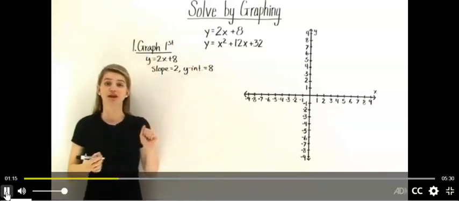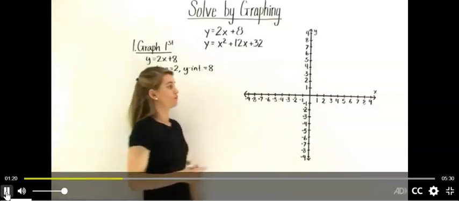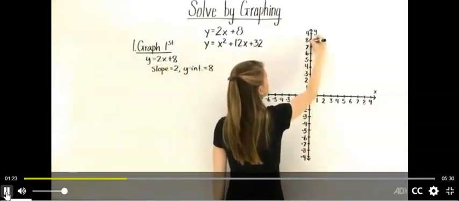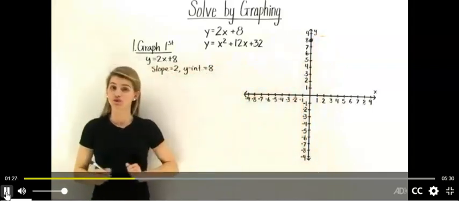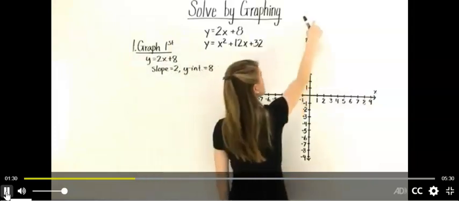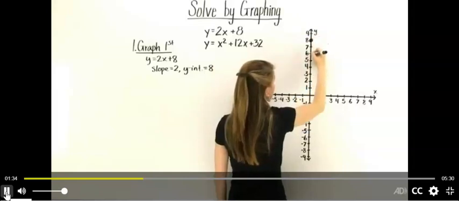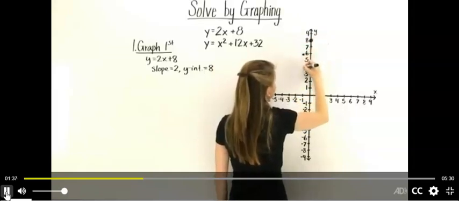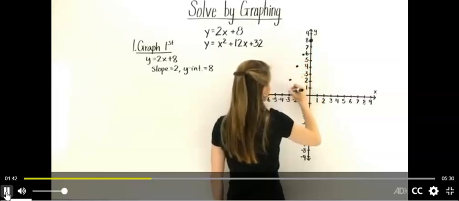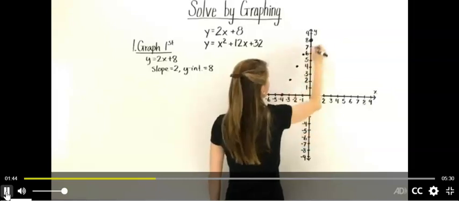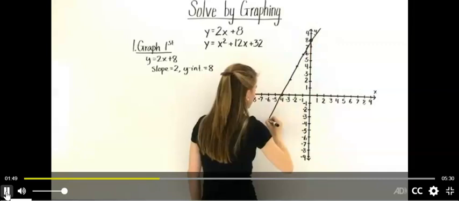Now we can use this information to graph. First, we want to graph the y-intercept. So when x is equal to 0, y is equal to 8. We also know the slope is equal to 2, or 2 over 1. That means we can go up 2 and to the right 1, or down 2 and to the left 1. So if we go down 2 and to the left 1, and repeat that, here we get the graph of the linear equation.